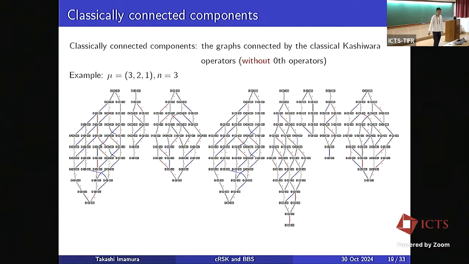So first, let us focus on the classically connected component of this graph. So this is the example. The classically connected component is the subgraph of the crystal graph connected by the classical Kashiwara operators, so without the zeroth operator. So in this case, the graph is disconnected like this. There are 8 classically connected components in this example. Sorry, one cannot see the elements.